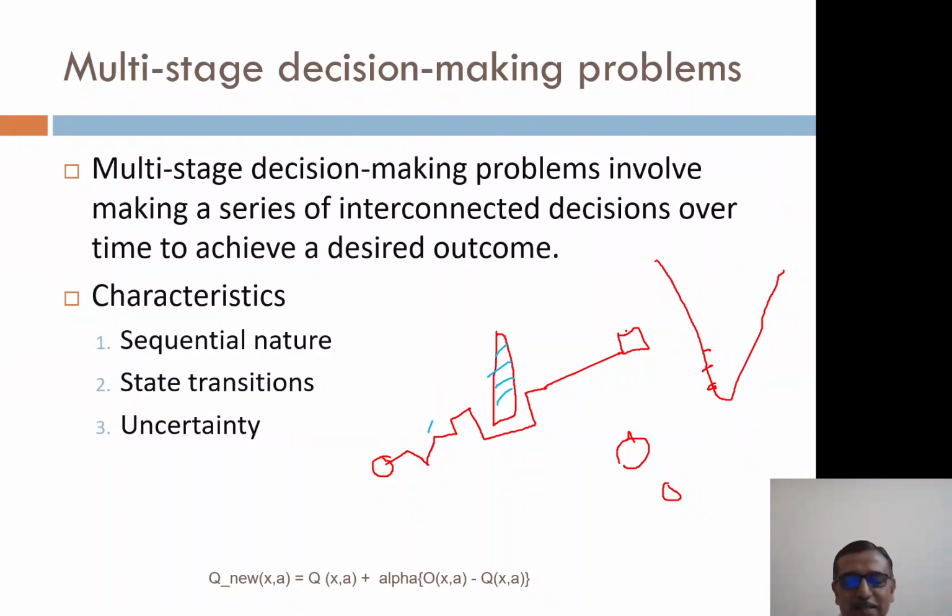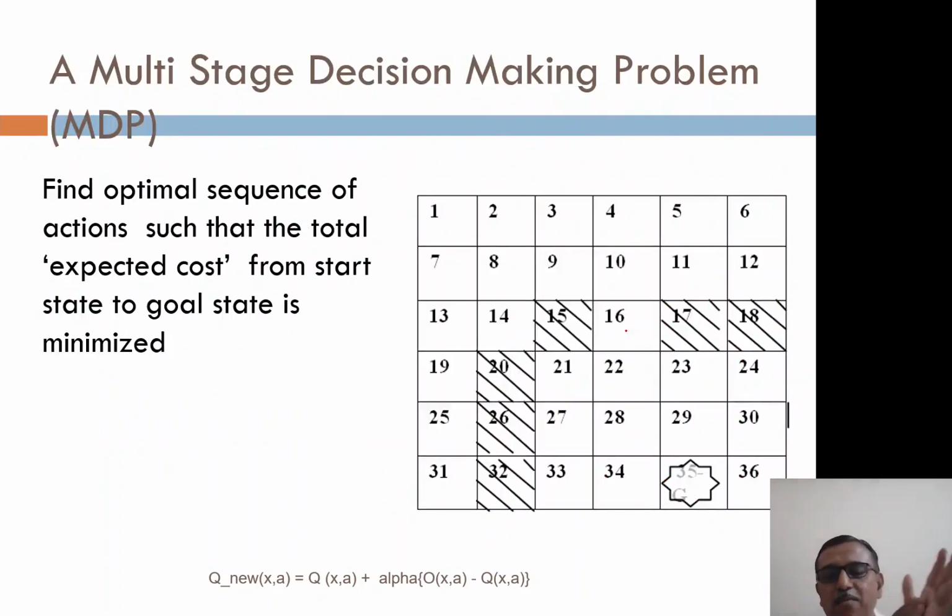So let us consider a toy example. Consider this example. This is called a grid world, where I have marked cells as 1, 2, 3, 4, etc., 6 and up to 36. What is the problem here? Find the optimal sequence of actions such that the total expected cost from start state to goal state is minimized. So this is a very simple problem. The thing is that if this entire picture is available, there is nothing for you to learn. It's very straightforward.